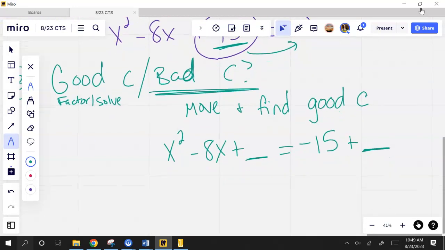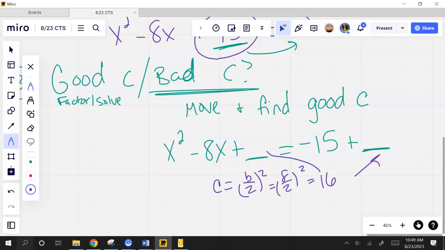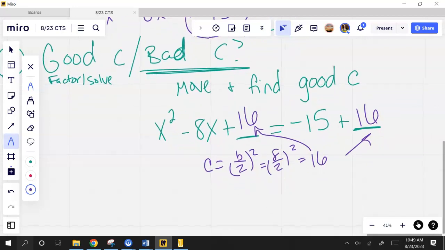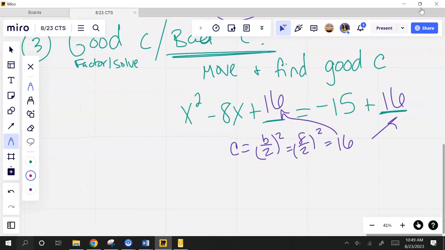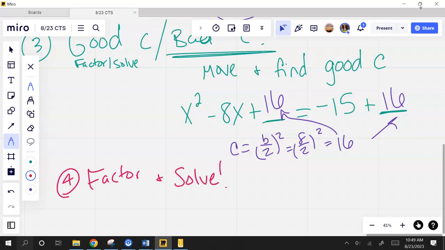So here, what is my good C? 16. Remember, your good C is b over 2 squared, 8 over 2 squared, which we know is 16. I'm going to put it here, and I'm going to put it here. The only thing left to do is factor and solve.